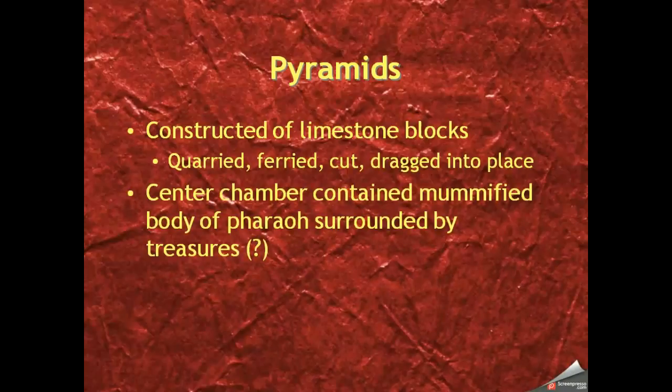We do find center chambers in some of these pyramids, and it was said to have contained the mummified body of the pharaoh surrounded by treasures. Once again, we have to remember that that's never been proven, never been a body found in a pyramid, never any treasures. And that raises the question of, well, perhaps that's because it was plundered by robbers. Certainly that treasure would have been an attractive thing to those people.